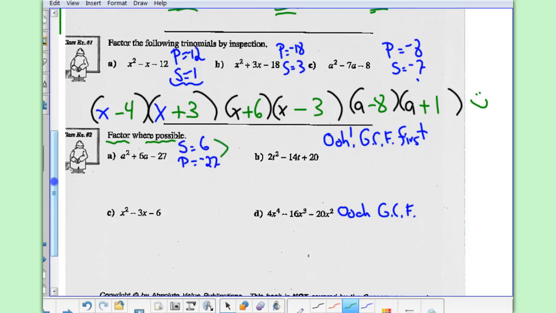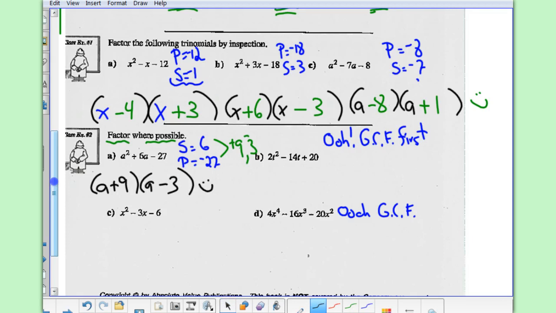Does that actually work? Well, I think a positive 9 and a minus 3 would give you that sum and product. We go back and we factor it, and we get a plus 9 and a minus 3. And we check it, do a quick inspection, but it looks like that's going to work.